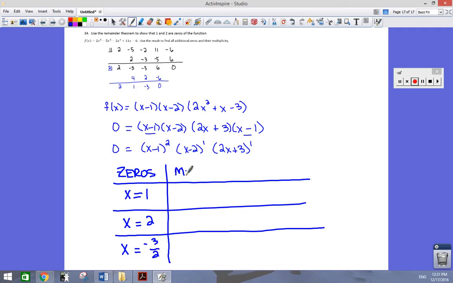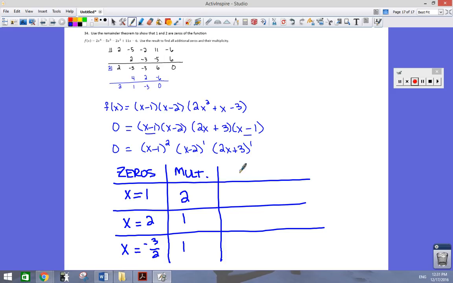Now the multiplicity, I didn't know at the start of the problem that the multiplicity at x equals 1 would be 2. Here at x equals 2 it's 1, and here it's also 1. So if I add these up, I should get the degree of the polynomial. The degree is 4. If I add that column up, I get 4.